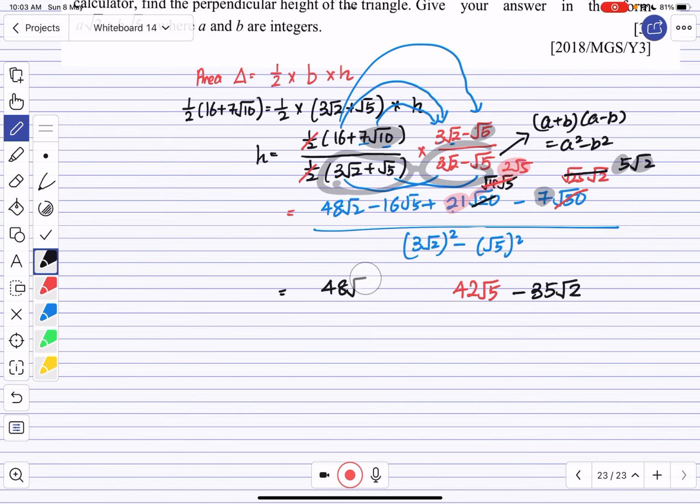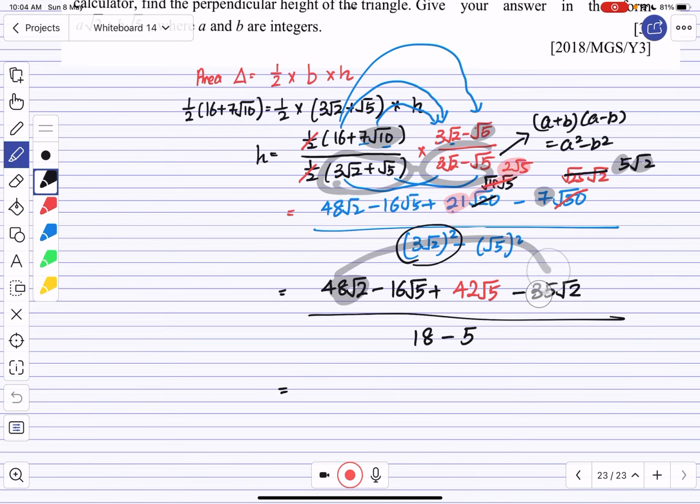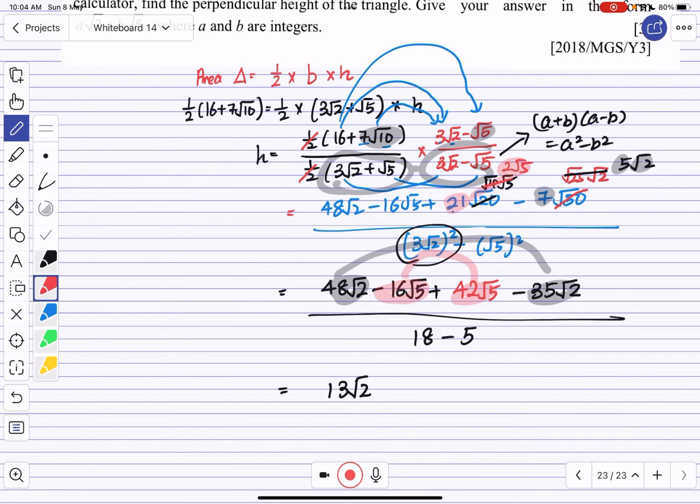48 square root 2 minus 16 square root 5 plus 42 square root 5 minus 35 square root 2, over the denominator 3 square root 2, that will be 18 minus 5. Okay, now I see that they are like surds, just like algebra. I'm going to merge them together. 48 minus 35, that gives me 13 square root 2. 42 minus 16, that gives me 26.